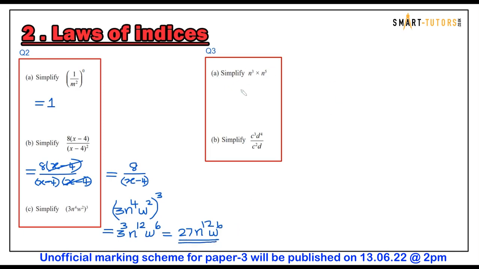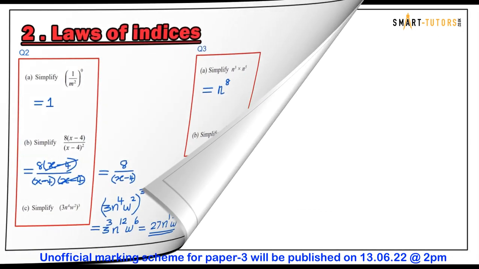Question number 3, simplify n to the power 3 times n to the power 5. Using the power law, n to the power 8. And the next question, B part, c^3 over c^2, so it's going to be c^1, so you can write it as c. d^4 over d^1, so the answer is d to the power 3. So that is the correct answer for the B part.